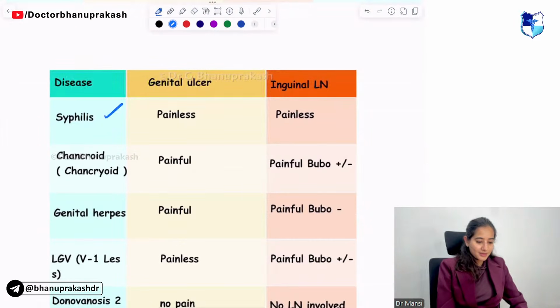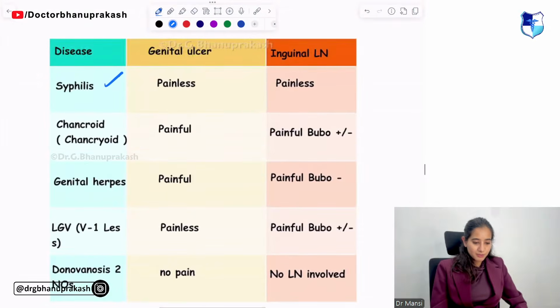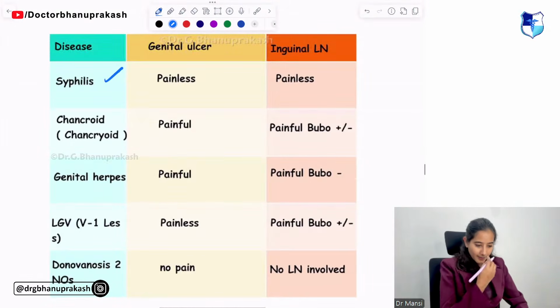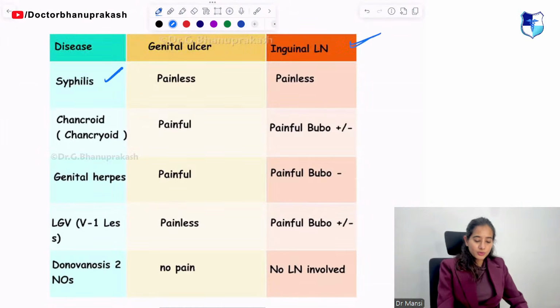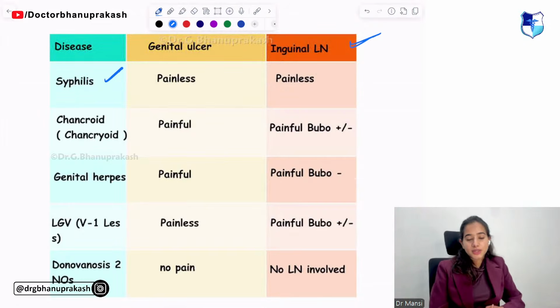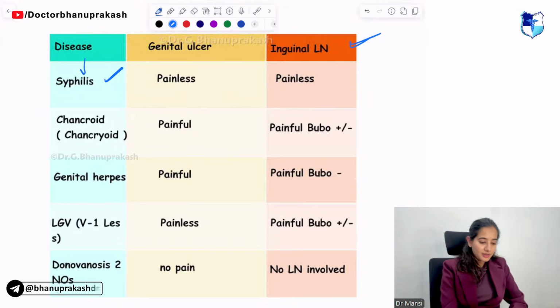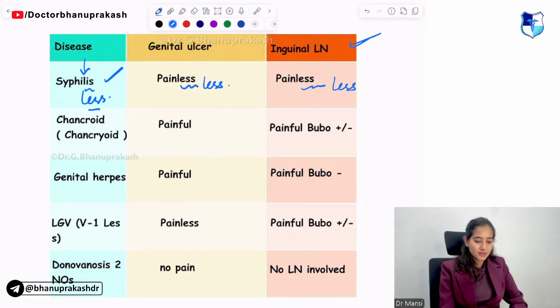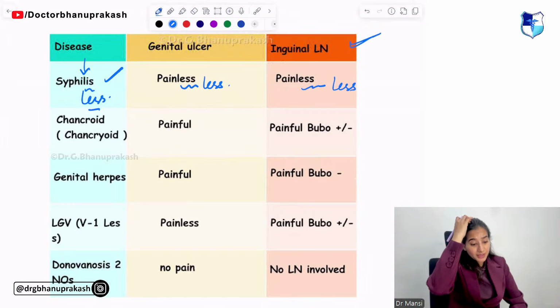Okay, then let us make it more easier. So if you want to study a day before the exam, now you can't remember everything, but there will be history given in the question which you will be solving. So syphilis, so "lis" is for less, okay, so it is a painless genital ulcer, and the lymph node is also less painful. So both of these are painless.